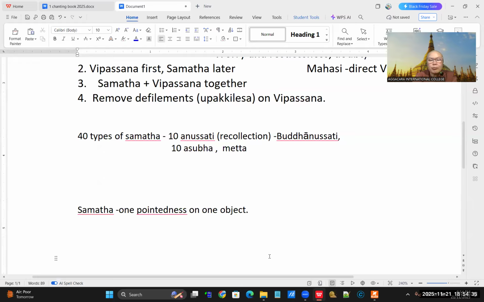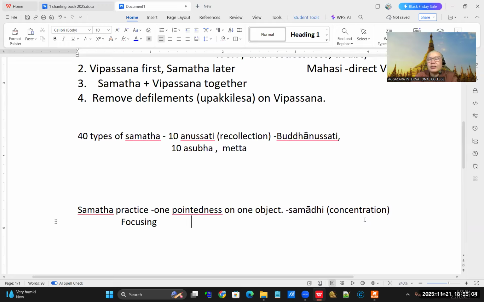Now, on this term one-pointedness, actually what we mean, just using a simple English word, is focusing, right? Focusing on one object. So when your mind focuses on one object, you get a very good samadhi. Now, what is samadhi? Samadhi is concentration. So the difference between samatha and samadhi: the word samatha refers to practice. Samadhi refers to the state of mind.